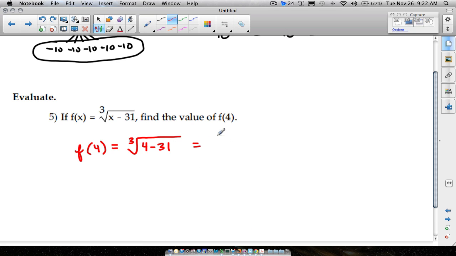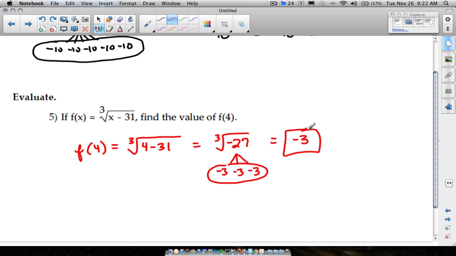4 minus 31, really what we have here is the cube root of negative 27, and either you can go to the calculator or, this is a nice cube root. Negative 27 is negative 3 times negative 3 times negative 3, therefore we can pull out a group of negative 3's. So the cube root of negative 27 is negative 3. And all we did there was plug 4 into x to get that negative 27. On to number 6.